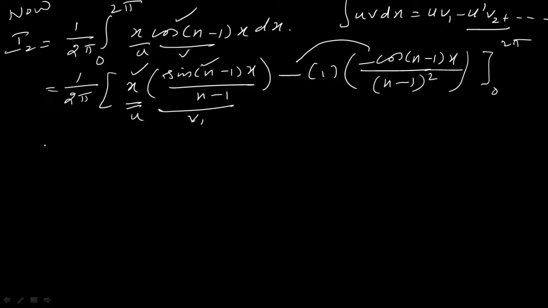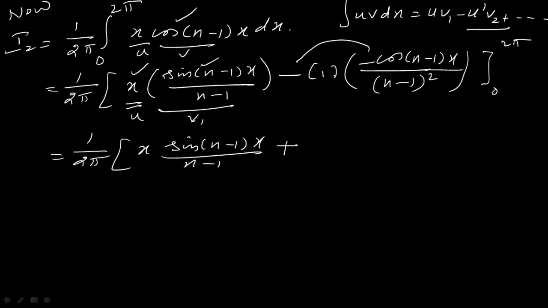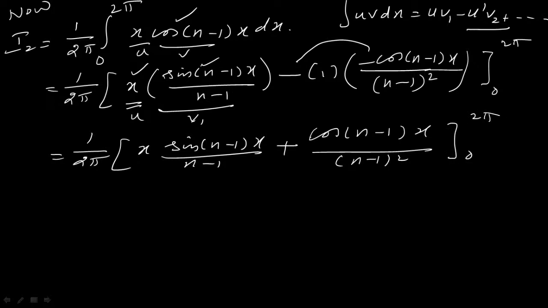So minus minus here becomes positive. So 1 by 2 pi, x sin(n minus 1)x divided by n minus 1, minus, minus becomes positive, cos(n minus 1)x divided by (n minus 1) whole square. Now the limit from 0 to 2 pi. Now let me substitute the limits.